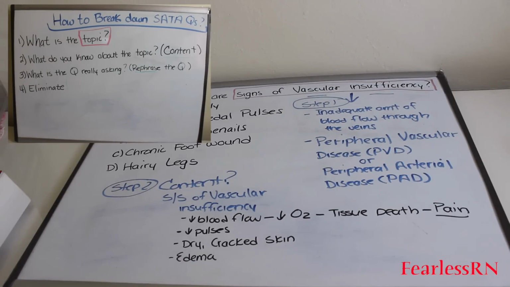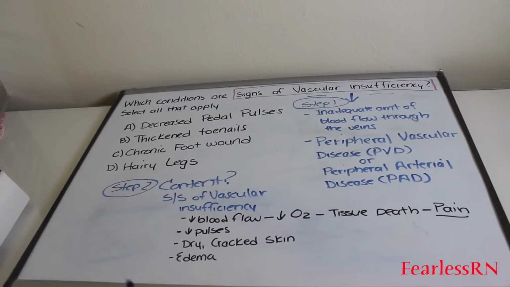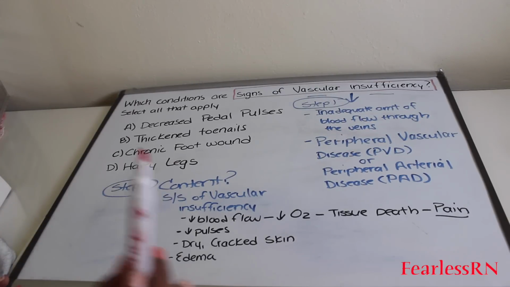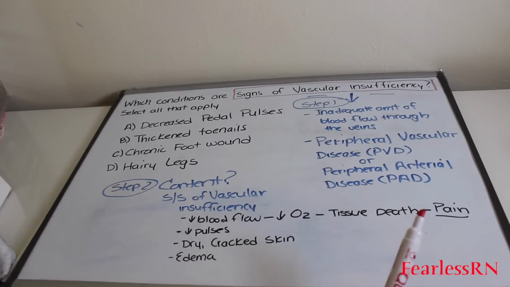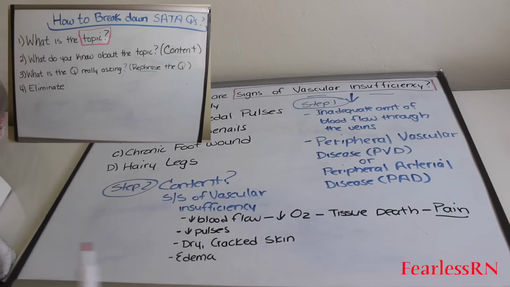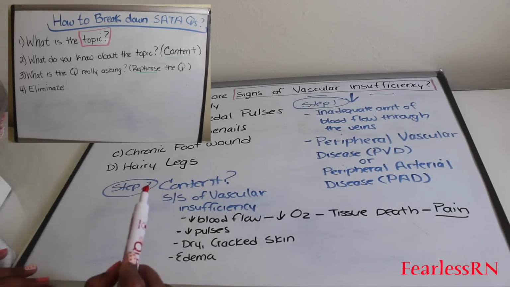Now you want to go to step 3, which is, what is this question really asking? Rephrase it. But for this question, it's pretty straightforward. It's asking you, what are the signs of vascular insufficiency? Remember I said with select all that apply questions, you want to look at them as a true or false statement. So being they're looking at this as a true or false statement, since we know what vascular insufficiency is, we know some signs and symptoms, now we can apply true or false. But the first thing that I want to do, since I already know what the question is asking, is right off the bat, eliminate. And the first thing I'm going to eliminate is what?